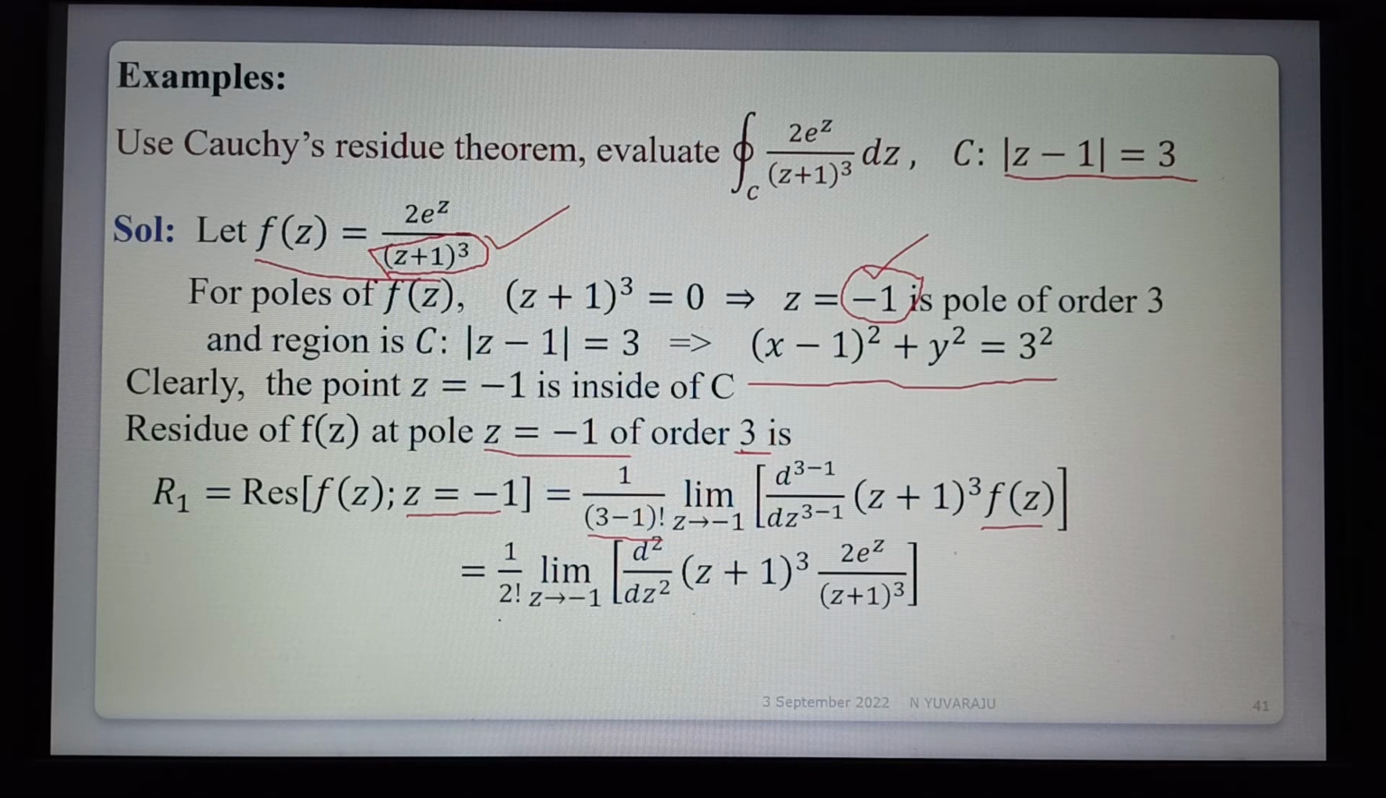That is equal to 1 by 2 factorial, limit z tends to minus 1, d square by dz square of (z plus 1) whole cube into the function f of z, which is 2 into e power z by (z plus 1) whole cube. So simplification here: (z plus 1) whole cube cancels. 1 by 2 into limit z tends to minus 1. Differentiating, 2 is a constant. The derivative of e power z is e power z, and again the derivative of e power z is e power z. So that is 2 into e power z. Now substituting z equal to minus 1.